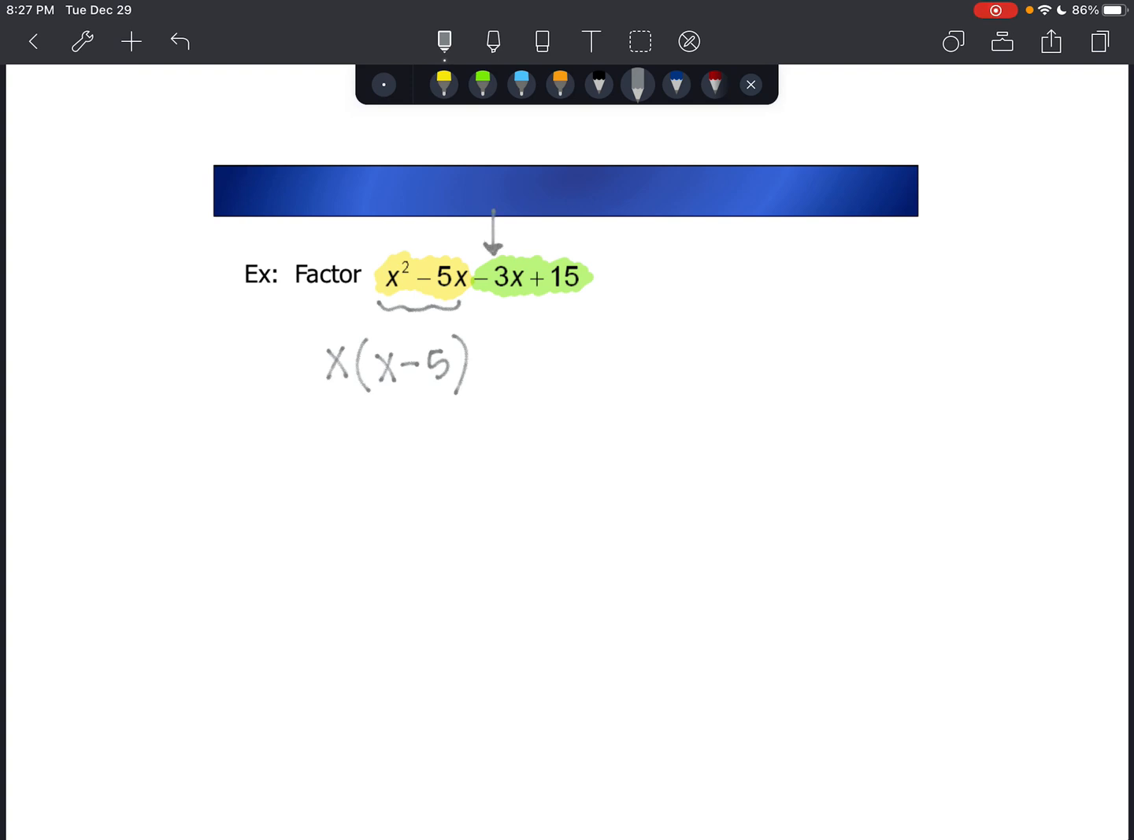Now, this next term starts with a negative. So this green highlighted terms starts off with a negative, which means you're going to factor out a negative. So we definitely have a negative coming out. What goes into both negative 3x and positive 15? A negative 3. So we're going to take that negative 3, factor it out, which is going to leave us x minus 5. So let me show you.